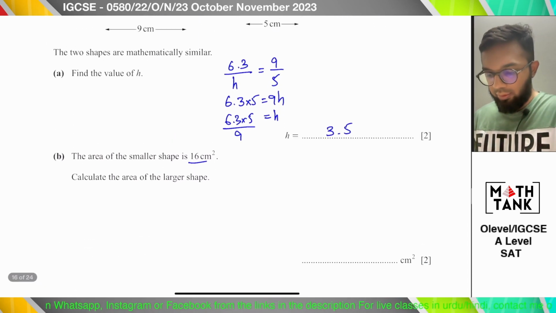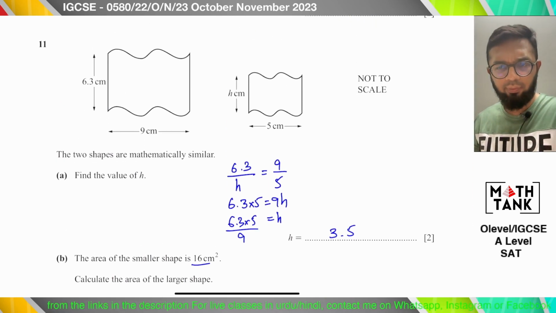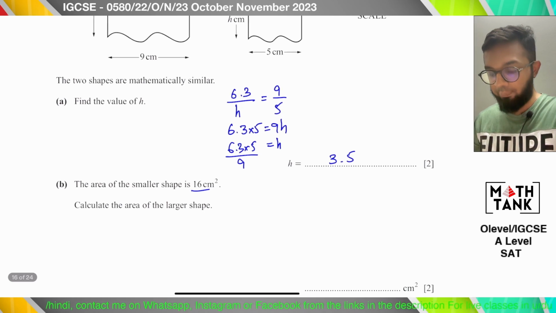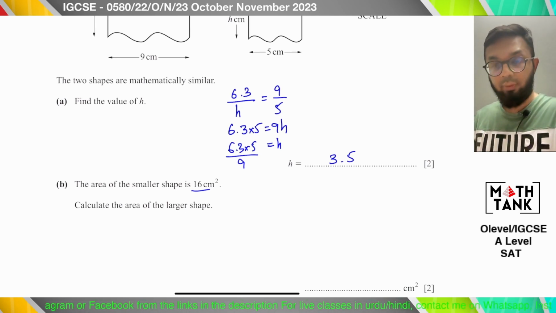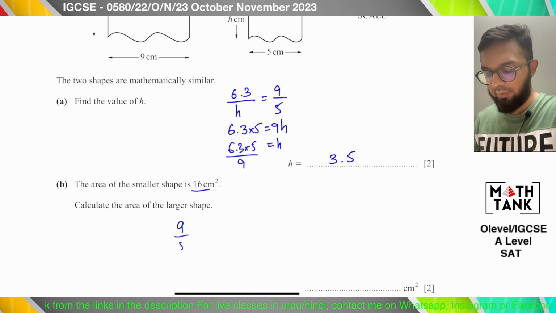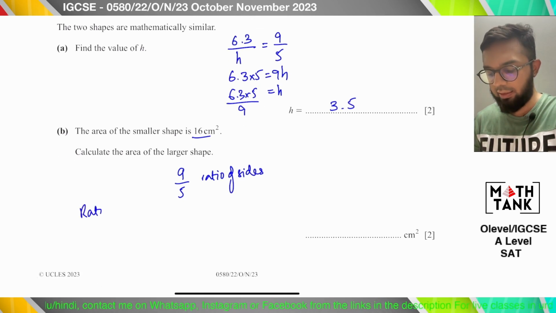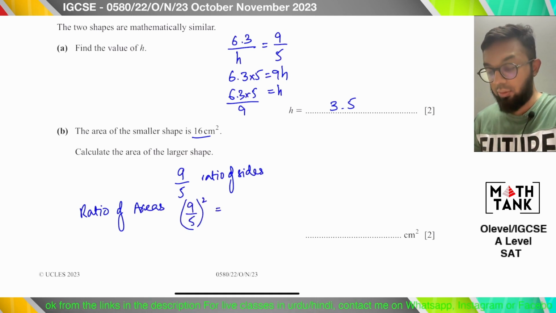The area of the smaller shape is 16. It's not a standard shape, so I can't really find a formula for the area. What I'm going to use is the idea of similar shapes to find the area. Now, whenever you have an area question, make sure that you know the ratio of areas. 9 is to 5 is the ratio of sides. How do I go to the ratio of areas? I will have to square this. So 9 over 5 squared should be the ratio of areas.